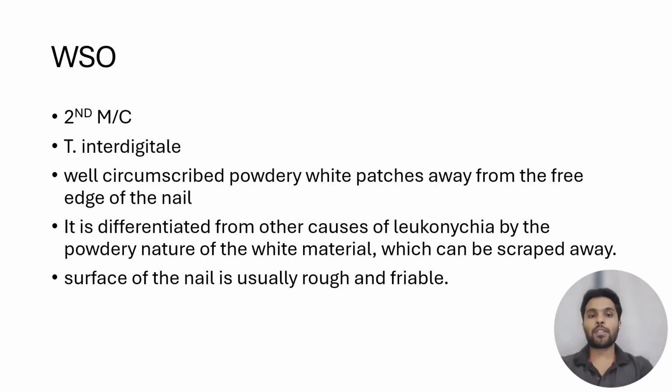Coming to white superficial onychomycosis, it is the second most common type and most commonly due to Trichophyton interdigitale. It is seen as well circumscribed powdery white patches away from the free edge of the nail. It is seen as superficial white patches, and it should be differentiated from other causes of leukonychia. It can be differentiated by scraping, and due to the powdery nature of the white material, it can be scraped away, while in leukonychia it cannot be. It will be there even after scraping, and the surface of the nail is rough and friable.